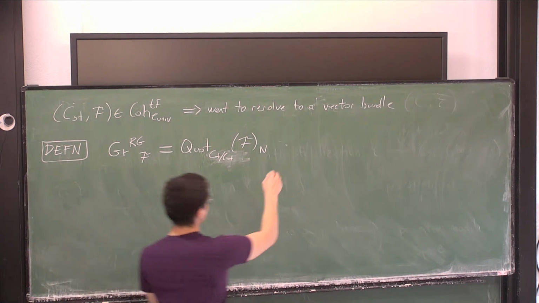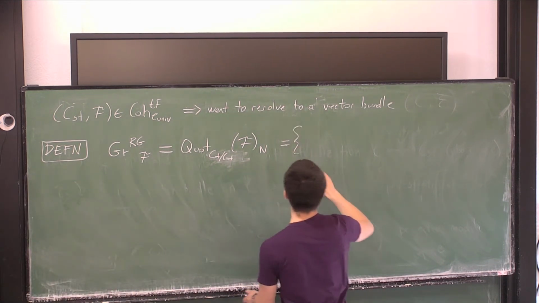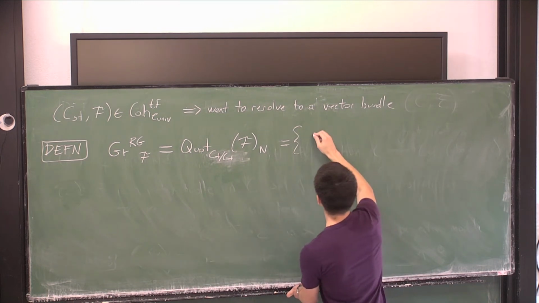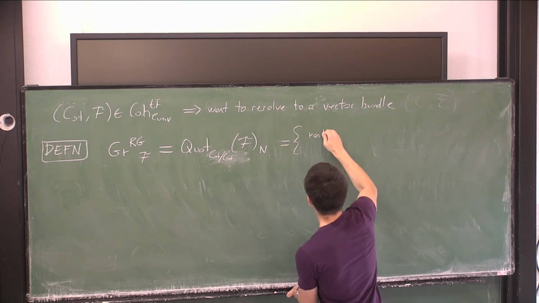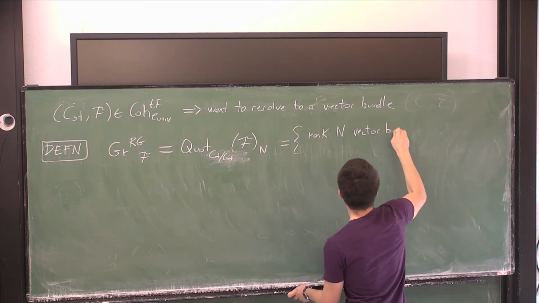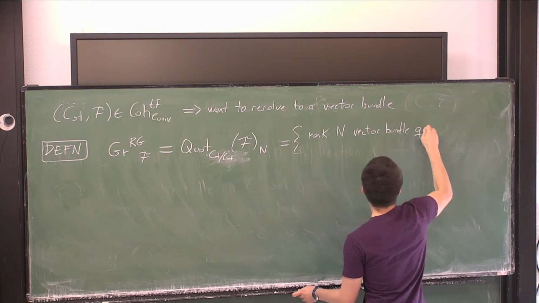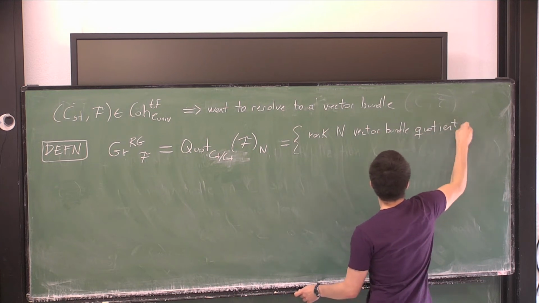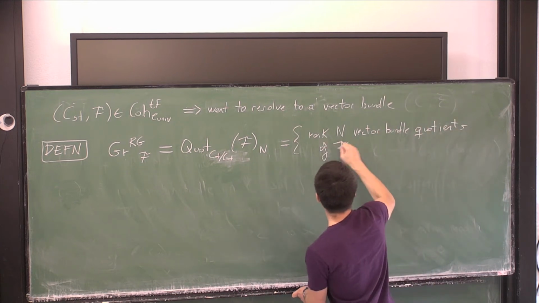So just as a reminder, this quote scheme is going to parameterize rank n vector bundle quotients of F.